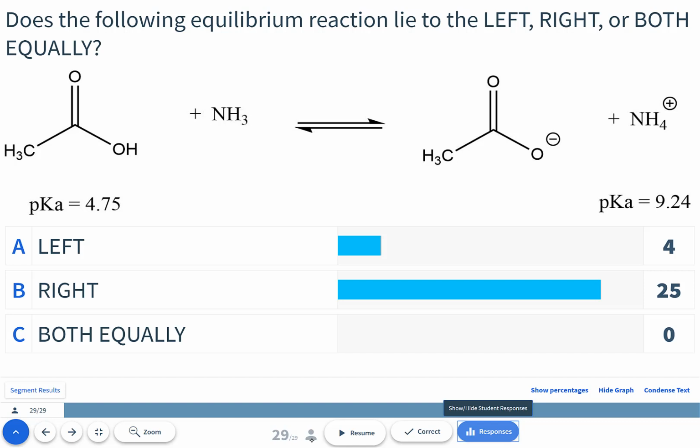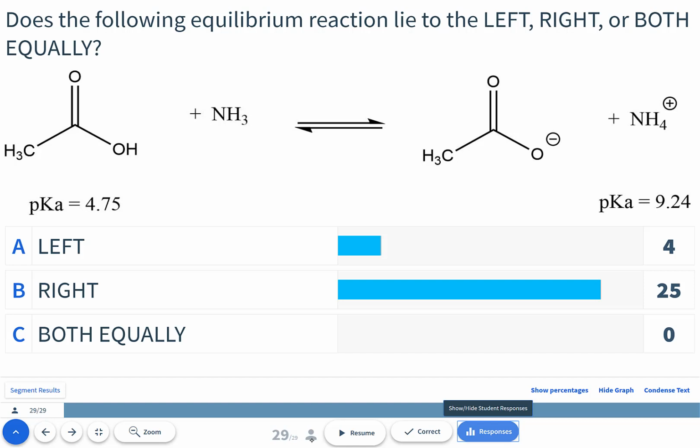Why? Somebody step me through their logic. So on the left side, the pKa value is smaller, so that means the stronger acid, and so equilibrium shifts towards the side that's weaker, so it shifts right. Okay, so pKa, the stronger acid has the what kind of pKa? The lower one.